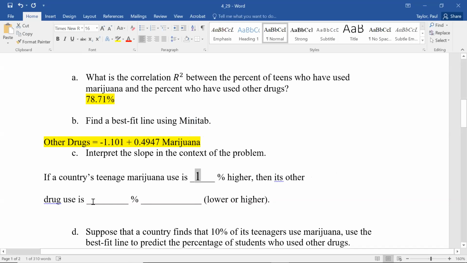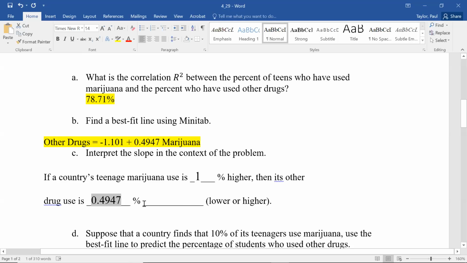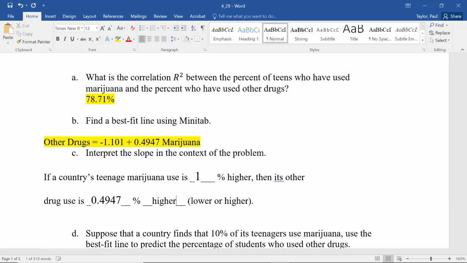then the other drugs go 0.4947% higher. When marijuana goes up by 1%, other drugs go up by 0.4947%. At least that's our approximation using our line of best fit.